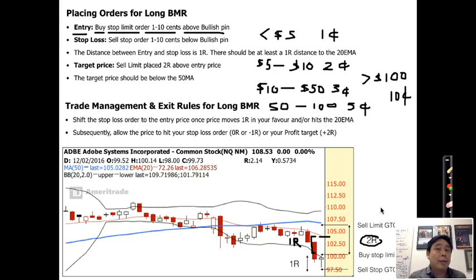Now, once you're in the trade, what do you do? Like I mentioned, we shift the stop loss to our entry price once the price moves 1R in our favor. Subsequently, we allow the price to hit the stop loss or the profit target. So in other words, what's the outcome of this trade? We either get a 2R win, a minus 1R loss, or a 0R break-even trade.